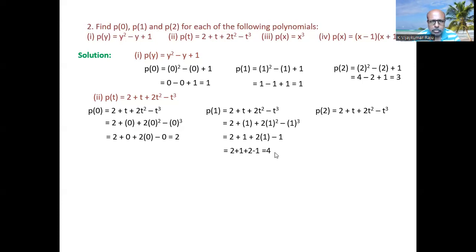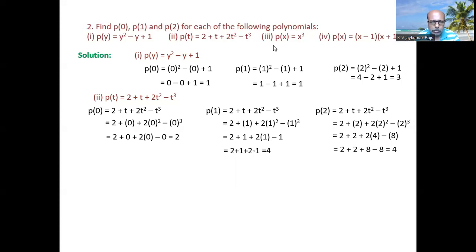Now calculate P of 2. Here we again put the value 2: 2 into 2 raised to 2 minus 2 raised to 3. 2 square is 4 and 2 cube is 8. So let us see this. 2 twos are 4, plus 4 is 8, minus 8. Plus 4 plus 8 minus 8 cancels. 2 plus 2 is 4. So P of 2 is 4.